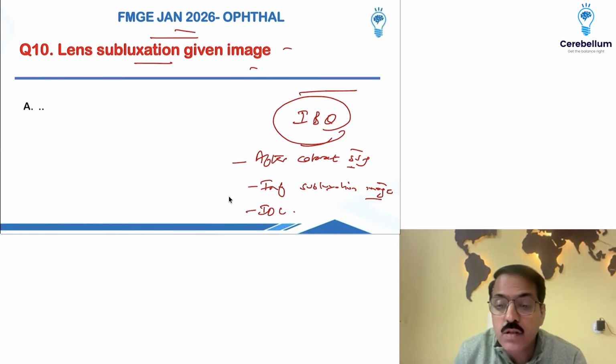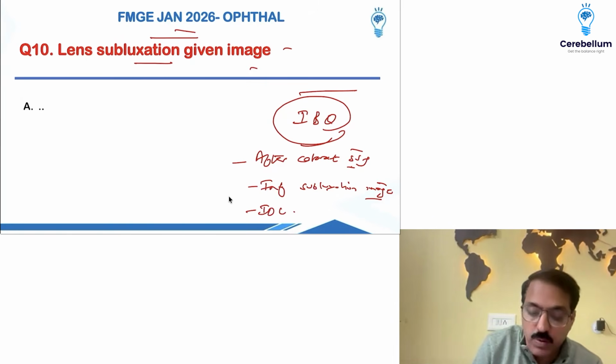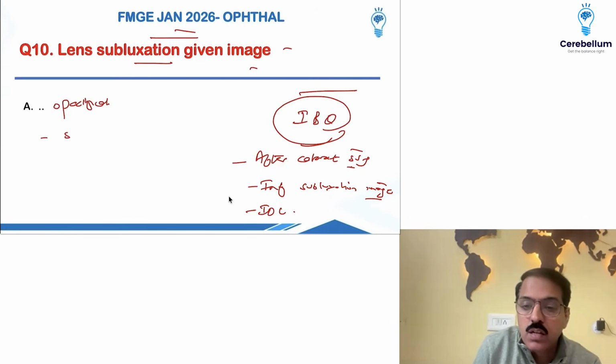IOL was luxated. Post cataract surgery, what will happen? Opacification of IOL. Opacification, subluxation, aphakia. हे भगवान, क्या क्वेश्चन है यार?